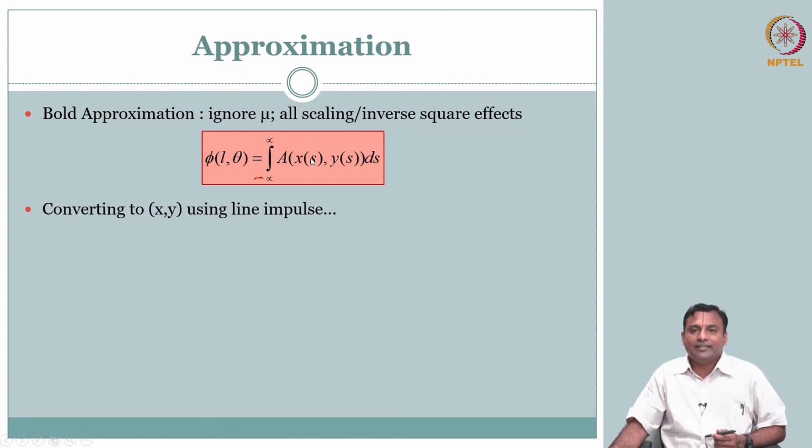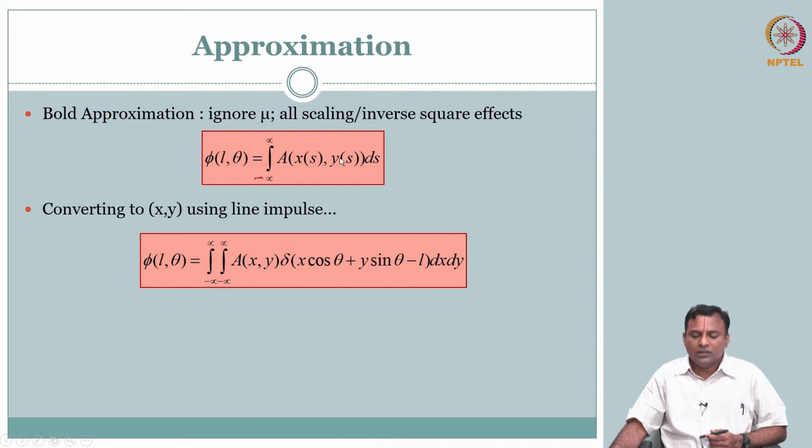But otherwise there is nothing fancy about this. Now we have the Radon projection. I have a collection of phi of L comma theta, and I need to get my a of x comma y. So, how do I get my a of x comma y? First, we can convert this to our x comma y using line impulses. You have it in s, in that plane, and you want to go to x comma y, so you can use line impulses. This is again the s to x comma y conversion, which we have done before as well.